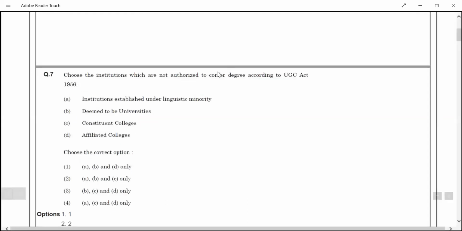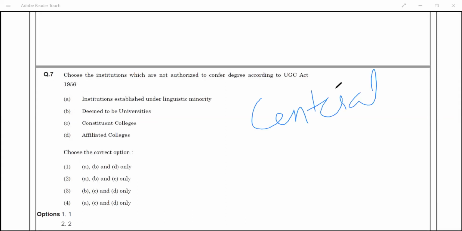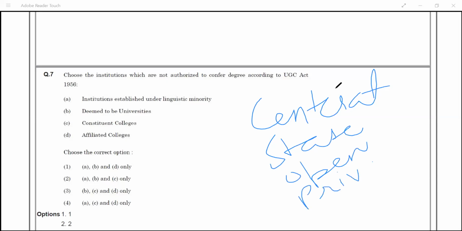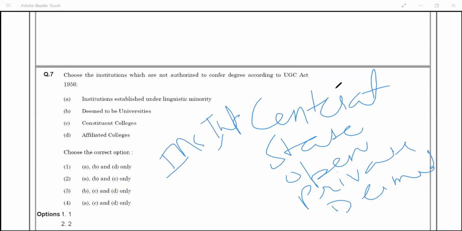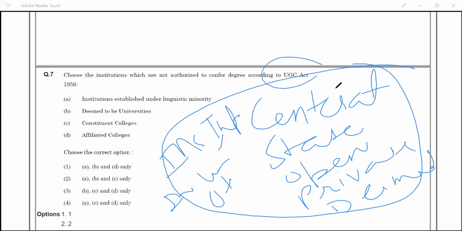They are central universities, state universities, open university, private university, deemed university, institute of national importance like our NITs, IITs, and institutes under state legislative act and other university. These are the eight classes which are governed by UGC Act 1956.